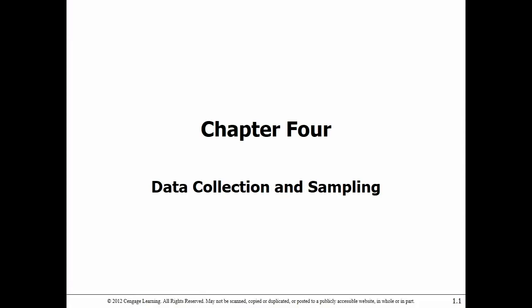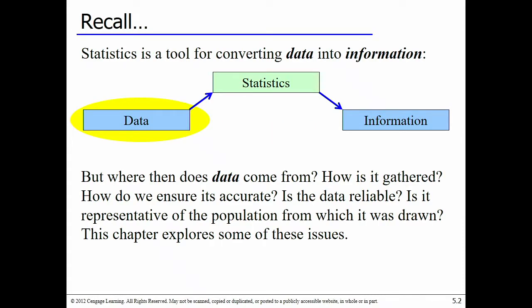Deal with chapter 4 then. Okay, and chapter 4 is one of those chapters. It's kind of like the book throws it in to cleanse your palate. It's more conceptual than mathematical, but it's still important. So it's called data collection and sampling.